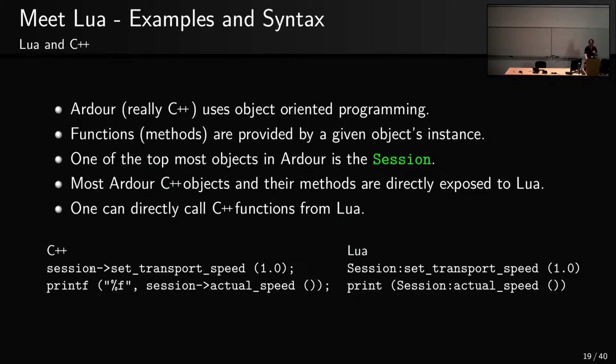You have a session object, and in C++ you use an arrow to access it as a pointer. Lua doesn't have pointers, but the Lua syntax is just to use a colon, which can be confusing because colons in C++ are used in a different context. Or the same. Here's an example to get the actual speed that the transport is rolling. On the left side in C++, you call a function. On the right side, you get a session object. And then you call the function and print it.